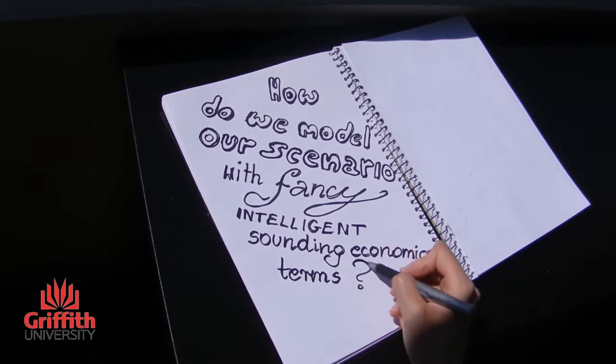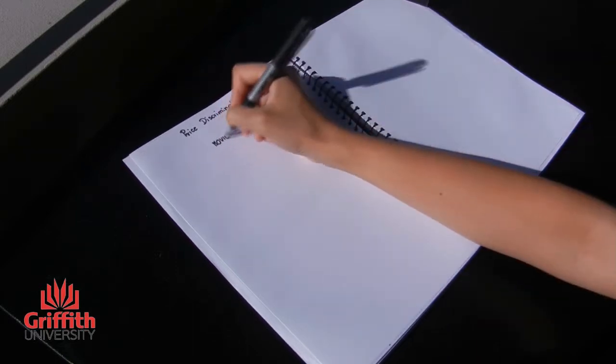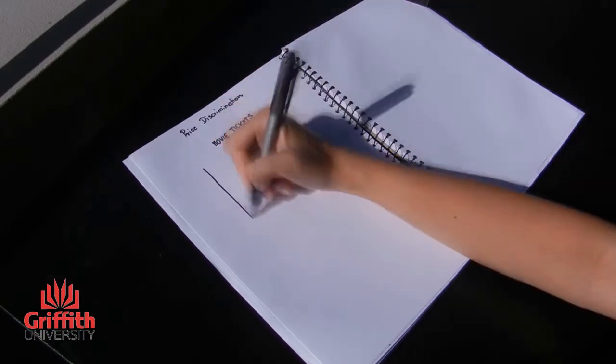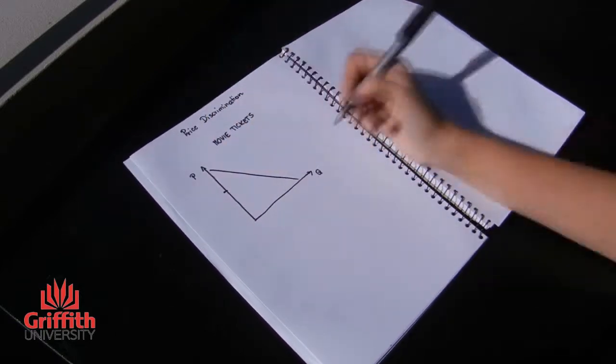So how can we model our scenario with fancy, intelligent-sounding economics terms? The term we'll be using is price discrimination. Although the term discrimination is used, it's not necessarily a bad thing, as we'll soon see. We're going to graph the market for cinema tickets at a single movie theatre, with the price on the y-axis and the daily quantity of tickets sold on the x-axis. The marginal revenue and marginal cost curves are normally used to calculate a firm's selling price, but we're just going to focus on the demand curve for simplicity.